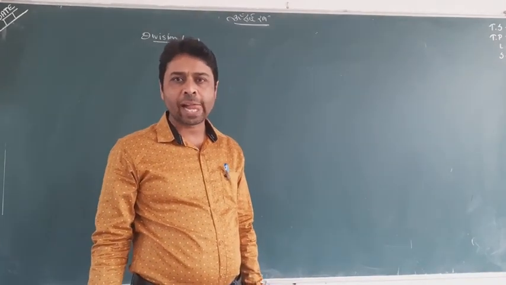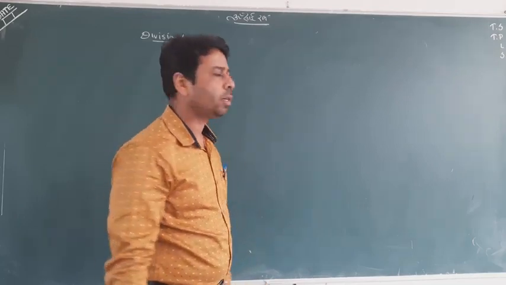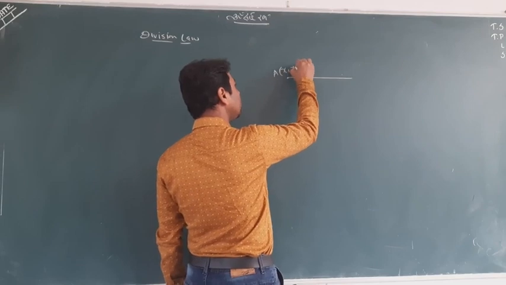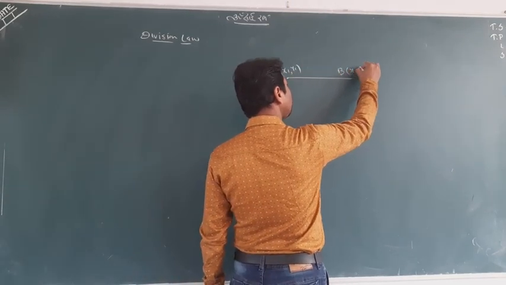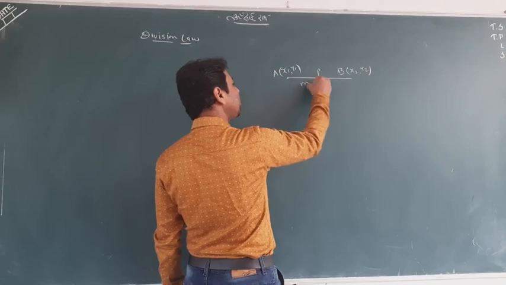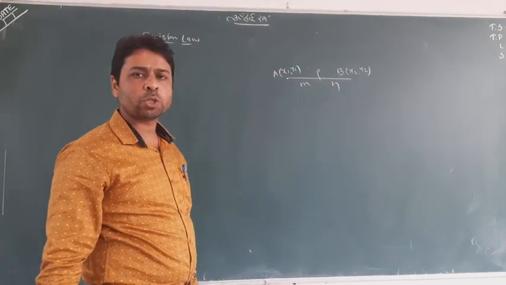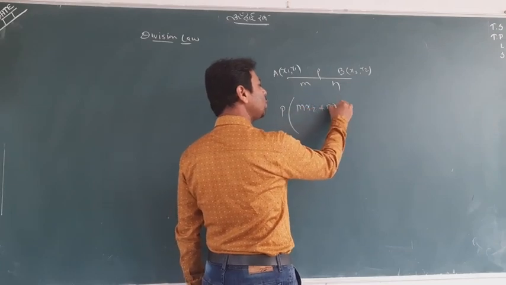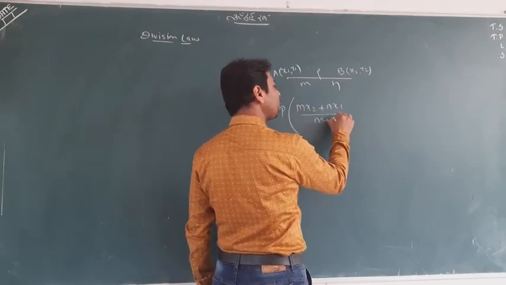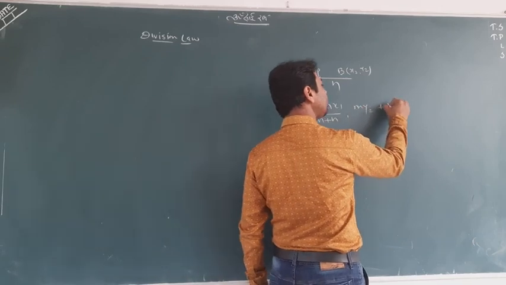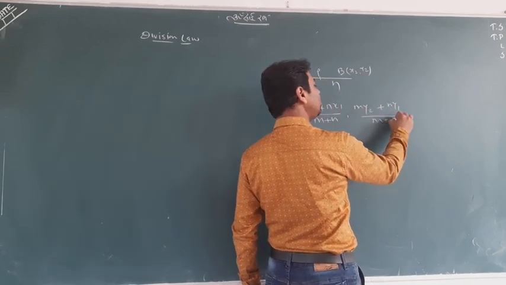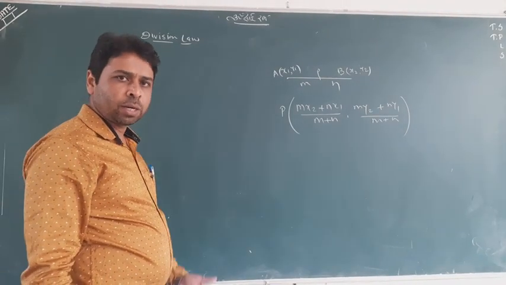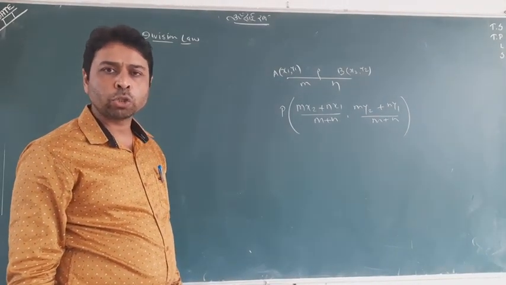in class 10th. In two-dimensional geometry, you read that A was (x1, y1) and B was (x2, y2), and any point P divides AB internally in the ratio m is to n. So the coordinates of P you can find as (mx2 plus nx1) upon (m plus n), comma (my2 plus ny1) upon (m plus n). That was the formula. I will extend the study and bring it into three-dimensional geometry.